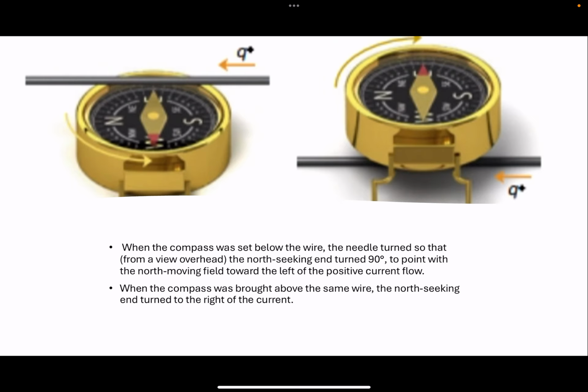But you notice something also very interesting, which is when he moved it to the other side of the wire, when the compass was brought above the same wire, the north-seeking end turned to the right of the current. So again, the current's still flowing in the same direction, but the north part of the compass is pointing, again, perpendicular, but in the opposite direction. So this is very interesting. You might wonder, why does it happen that way? If we have a field, wouldn't we expect it all to be in the same direction? Why is it changing direction, one above and one below?